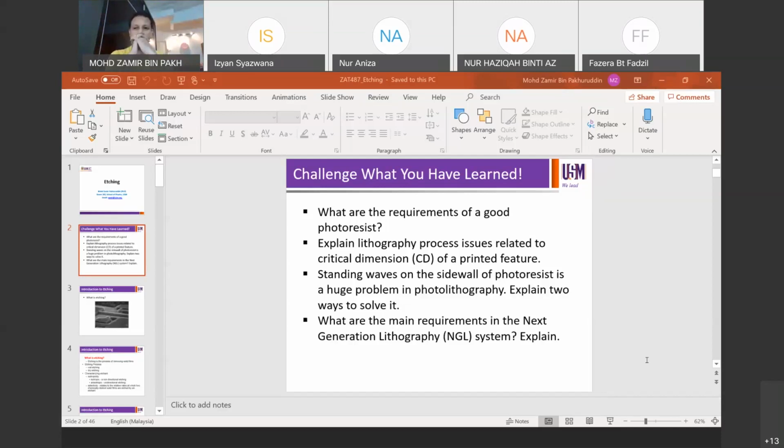Any other issues? You can also say the green box cannot be an issue. What else? Top for me can also be a CD-related problem.